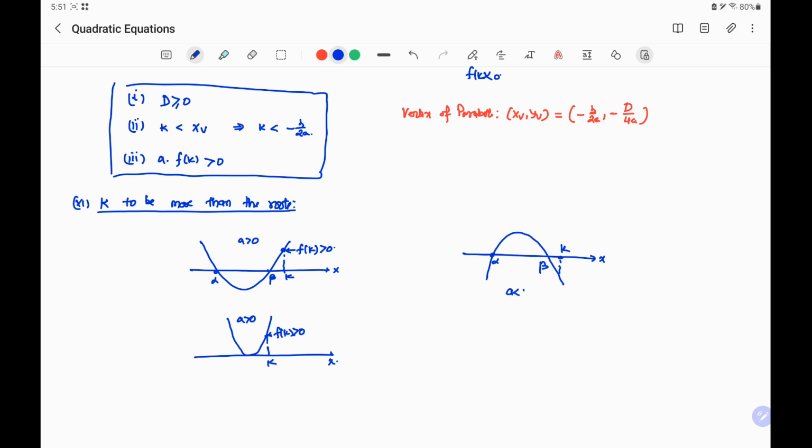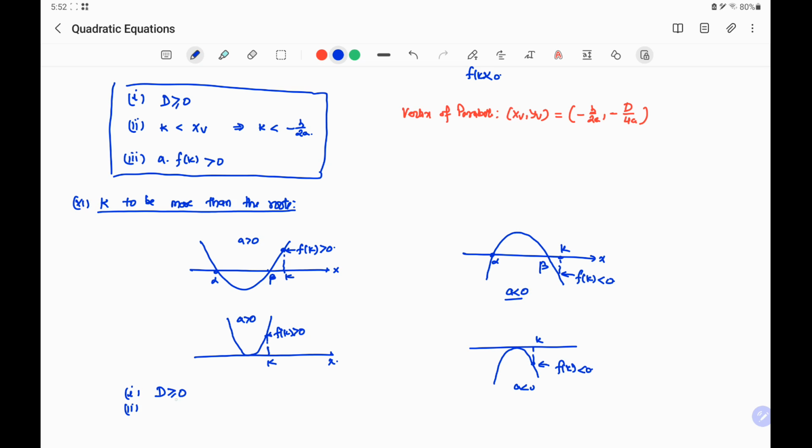For downward opening, a is less than 0, and the value of f(k) will be negative, so the product will again be positive. And if the graph touches the x-axis for a downward opening graph, again point k on the right hand side will give f(k) negative, and the product of a and f(k) will be greater than 0, that means positive. So the conditions will be that the discriminant is greater than or equal to 0, that is the graph cuts the x-axis at two distinct points, or it may touch.